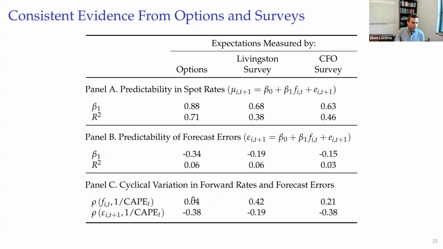In addition, and we think, again, this is quite interesting, the cyclical variation in all these things is quite consistent. So in bad times, when the inverse CAPE is high, future forecast errors in spot return expectations are negative. That's true in the options, that's true in the surveys.